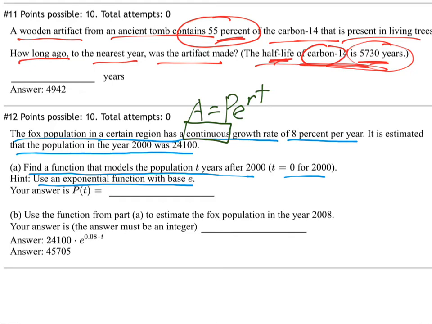Back when they said continuous compounding, we used the PERT formula instead of the other formula, the one that was P times (1 plus r over n) to the nt. So we don't use that one. We use the PERT formula when they say continuous.